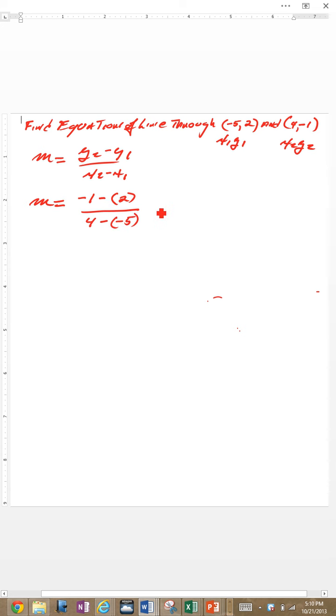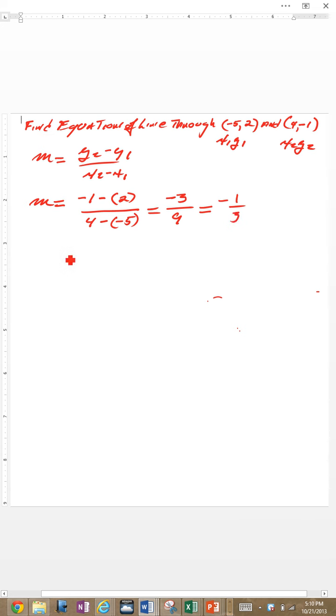Just watch your signs, be careful, okay? Negative 1 minus 2 is negative 1 plus a negative 2. That's a negative 3. 4 minus a negative 5 is 4 plus 5, which is 9. So our slope is negative 3/9. That can be reduced, so I should reduce it to negative 1/3, okay?